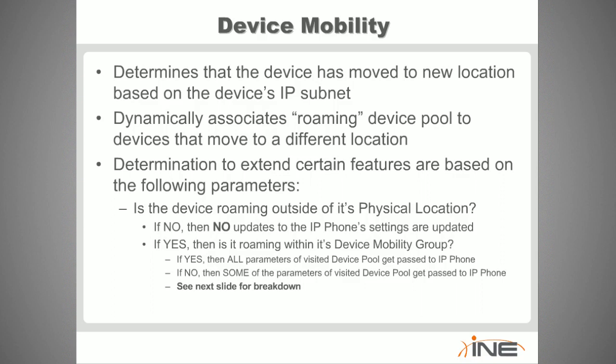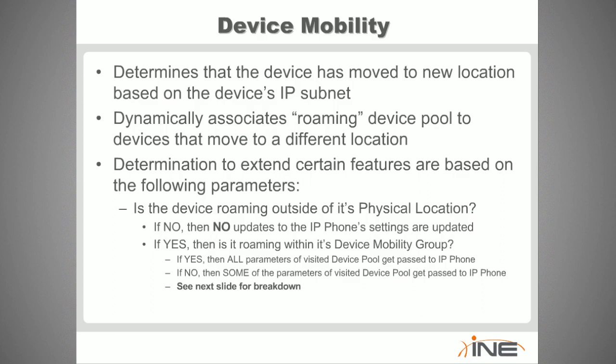Why? Because I can afford to have all calls go across the IP infrastructure back to my home building and out my home gateway, because it's not even really a WAN, it's an extremely high-speed LAN. So that might be one reason that you might want to design it in that way. But again, you can design it however you want. So if it's inside of its physical location, no parameters get passed. If it's outside of its physical location, then we'll look at the next slide.